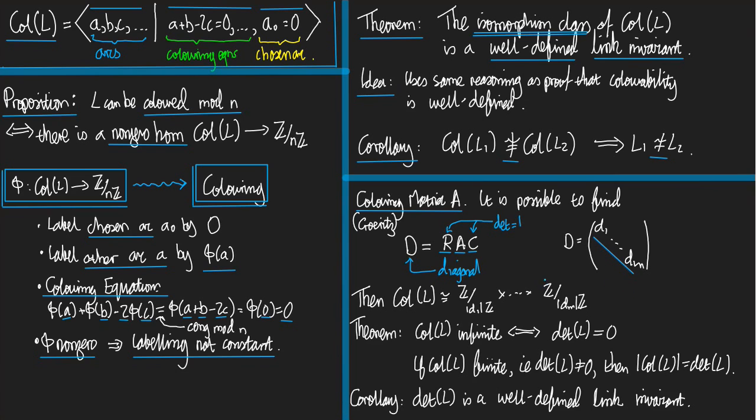Then, in that case, the coloring group is isomorphic to this product of cyclic groups. All I do is, for each of these D's, I take the absolute value of D1 up to the absolute value of DM, and I take the cyclic groups of those orders. Integers modulo the absolute value of D1, and so on, up to integers modulo the absolute value of DM. And this is what we've been carrying out in appendix A. So we find this using appendix A.